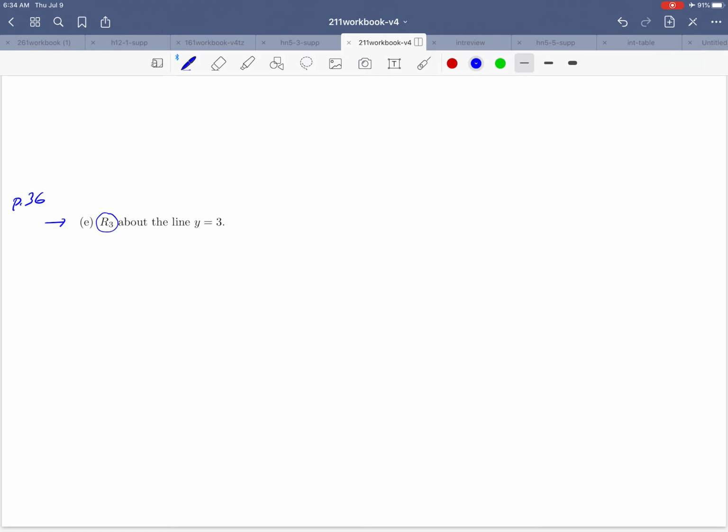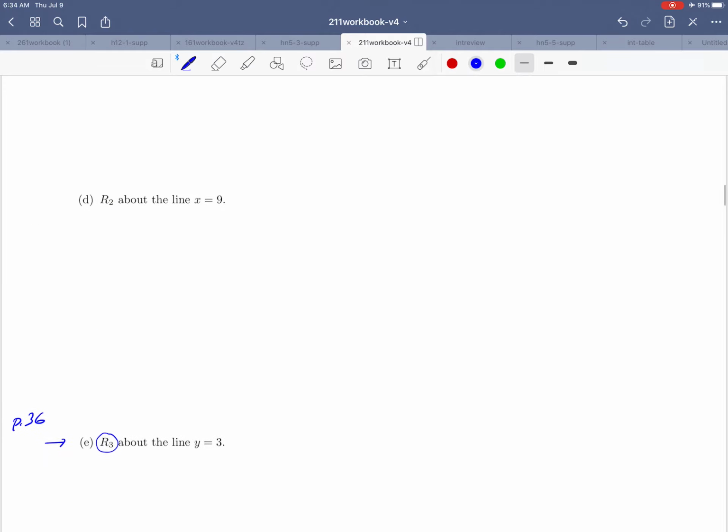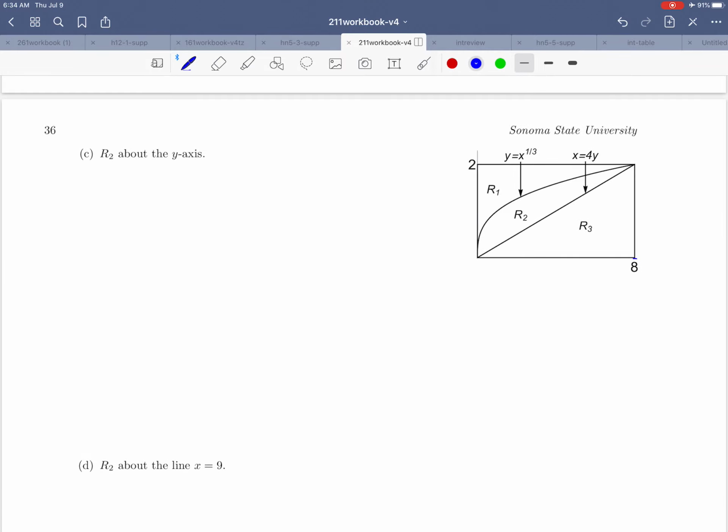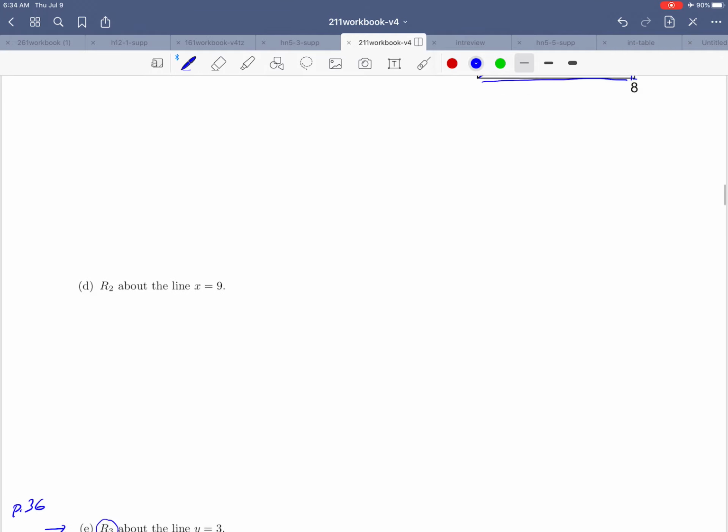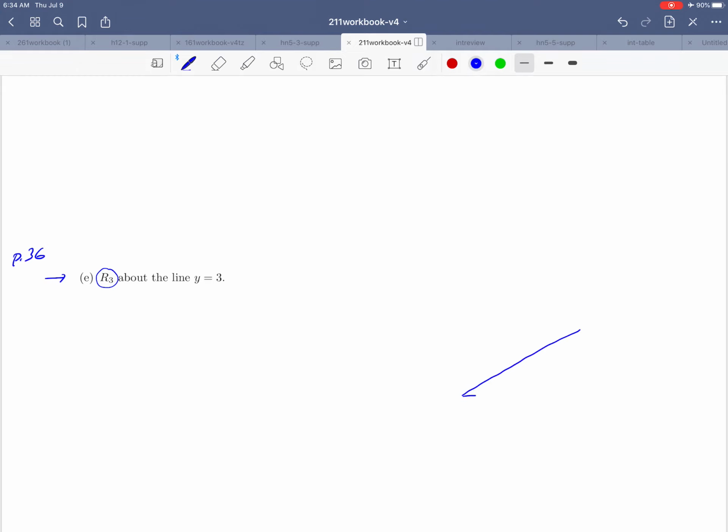We're going to need to scroll up just to see what this region is that they're talking about. So R3 is this region that I'm tracing out here. We'd like to take that and rotate it about the line y equals 3. Let's draw a picture down below here. R3 has the shape of a triangle.